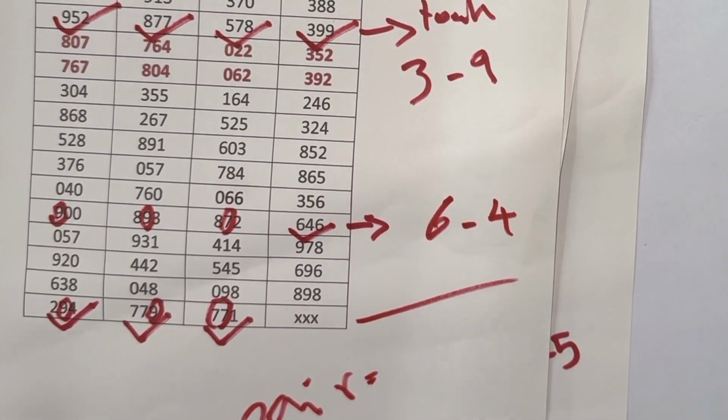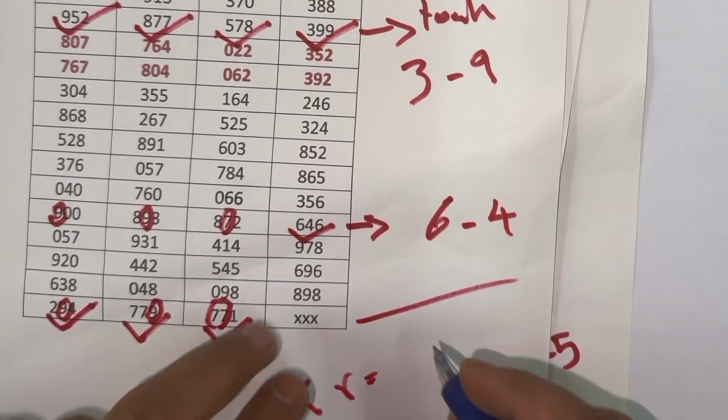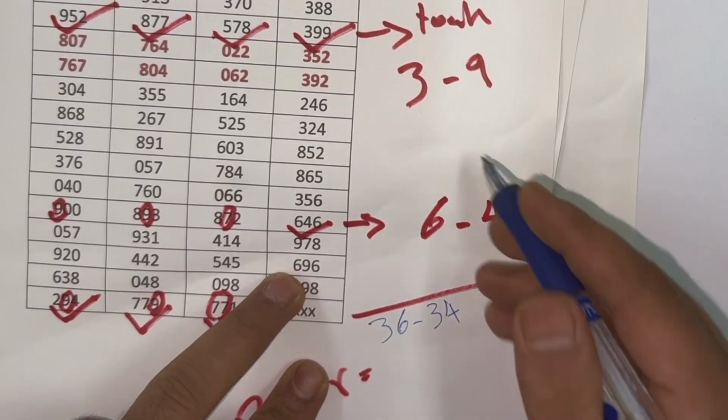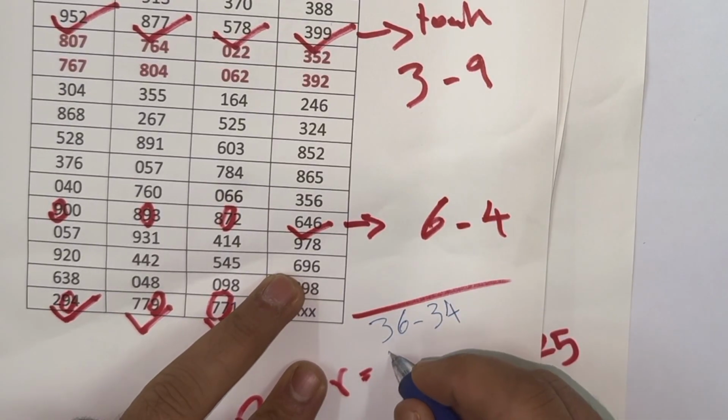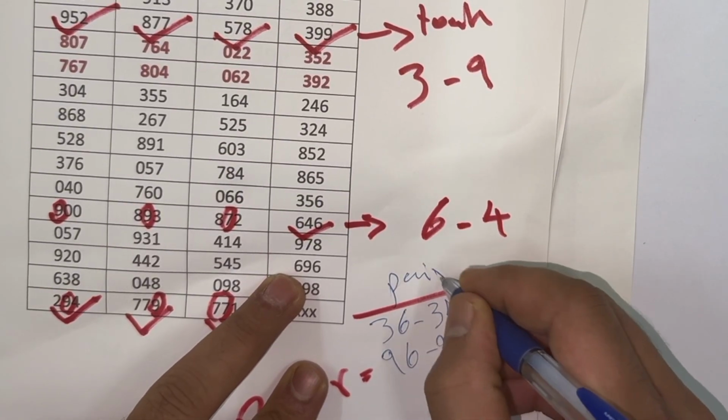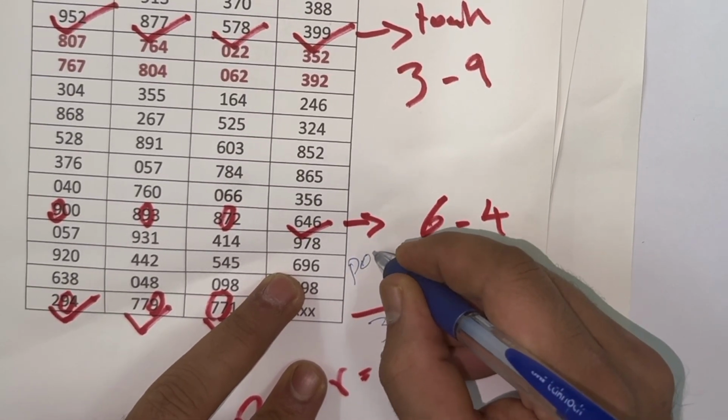Here, I will write the pair 3634 and 9694 as the possible pairs. Okay.